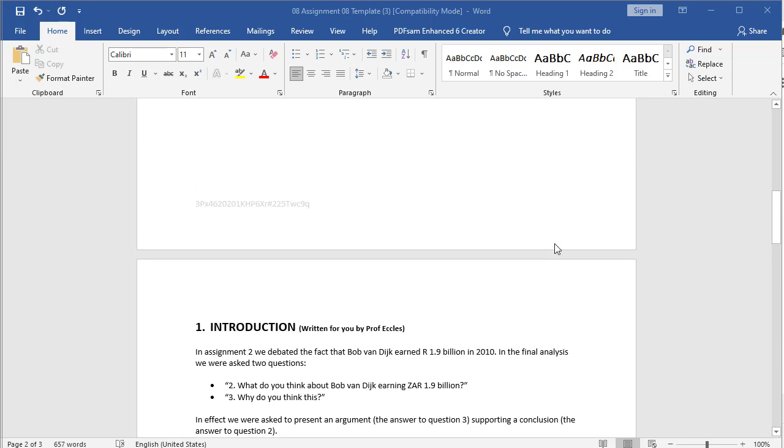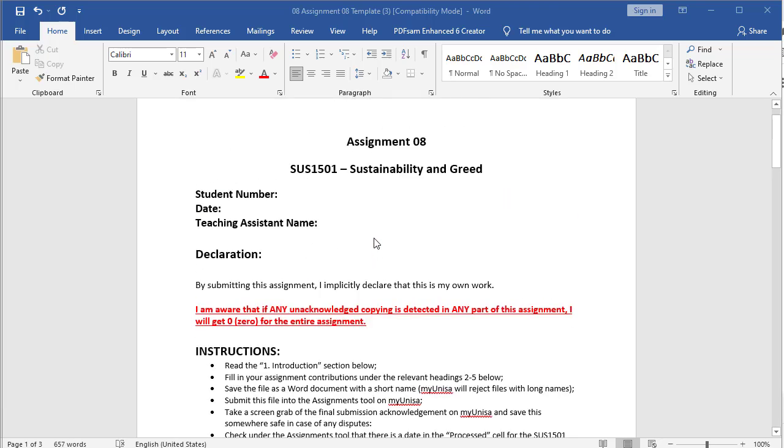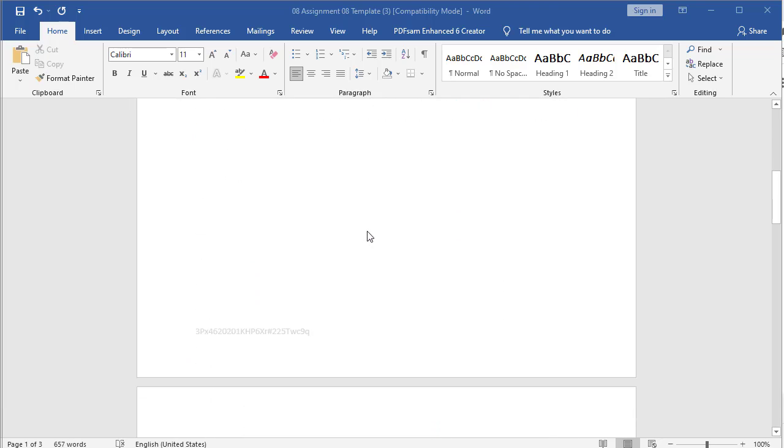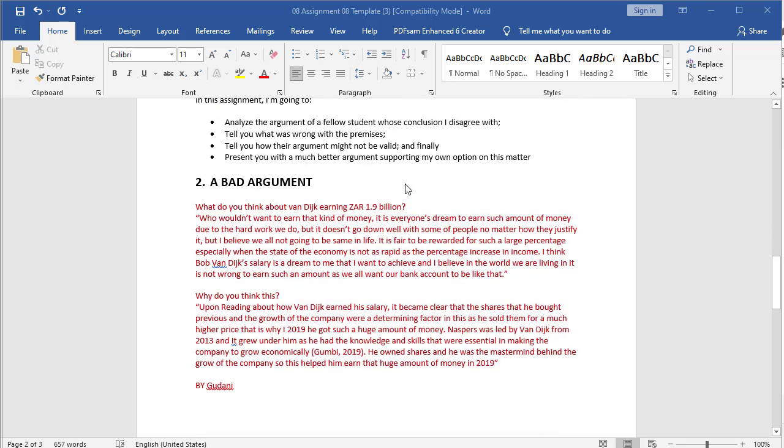Okay, hi guys. I'm doing a video for assignment number 8 SUS. So I'm just going to try to do a short video for this assignment. You'll read the instructions. The introduction is already done. So we are going to start with this one where it says paste document.